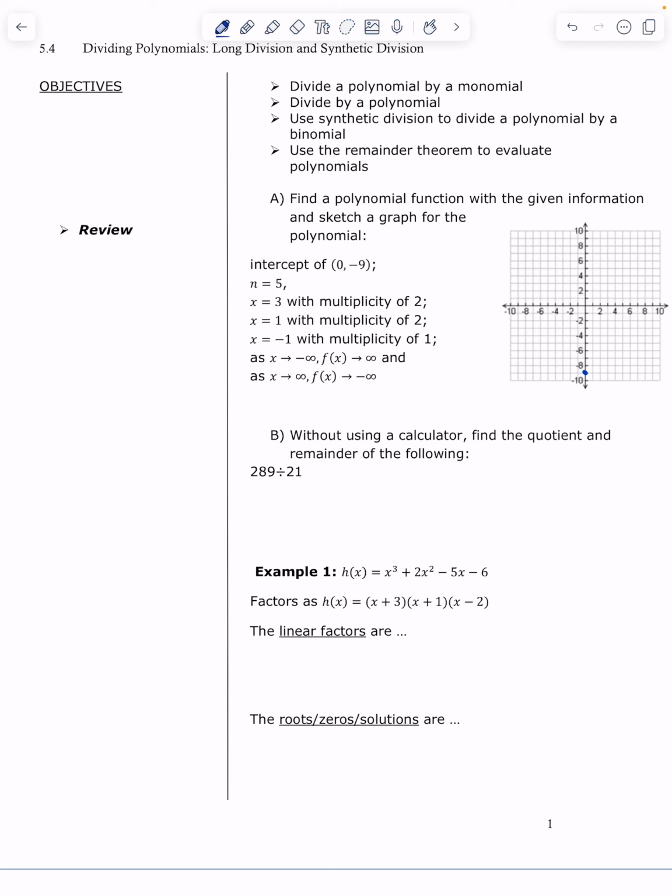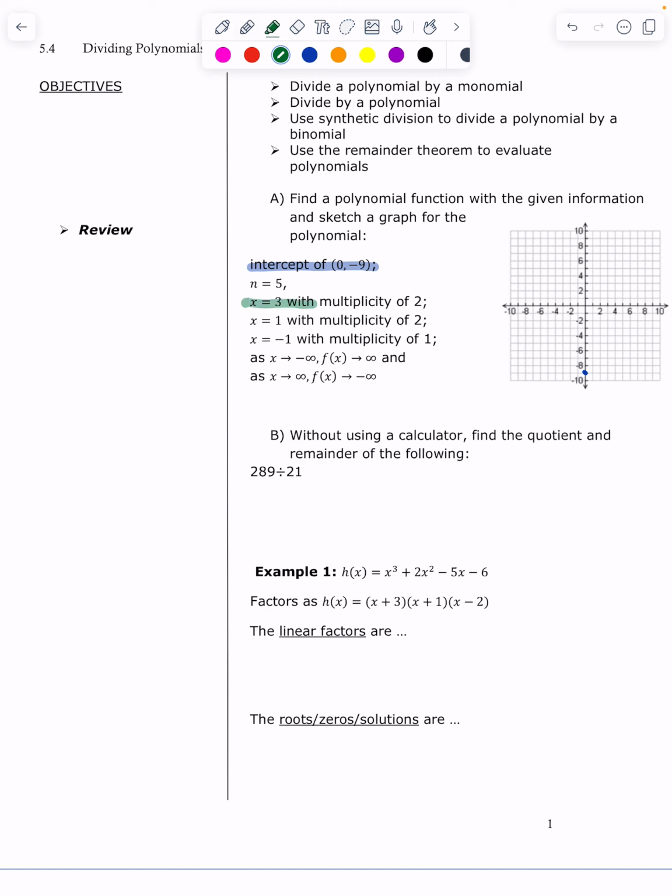We want a polynomial function with the given information, and we want to sketch this. So I'm going to start with the sketch. I'm going to start with that intercept of (0, -9). I'm going to plot that right there. I'm going to skip the n = 5 for now. That means I have a polynomial of degree 5, and my roots should help me figure that out.